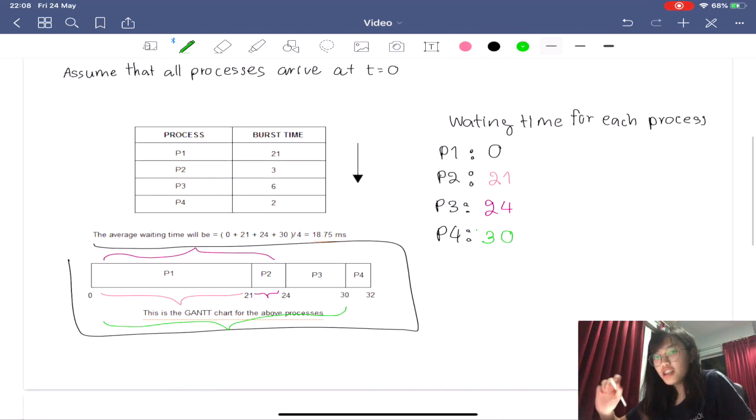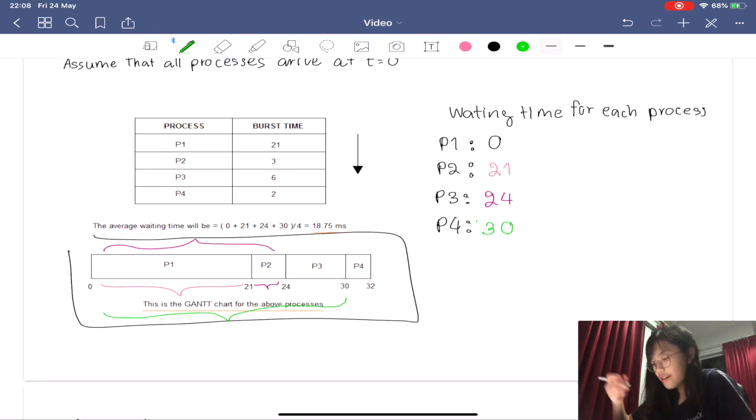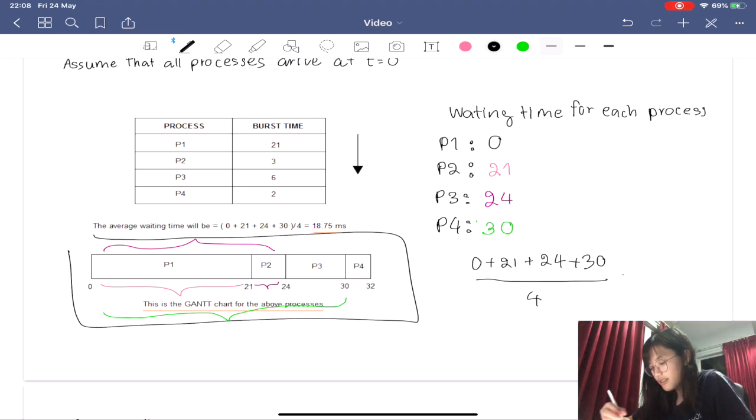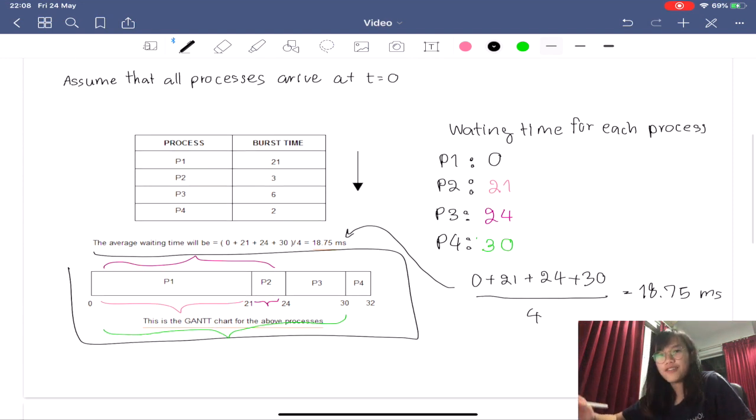And to calculate the average waiting time, we add them together and then divide by the number of processes, which is 4. And we get, I don't have a calculator, so I will copy the value because it's the same. That's it. This is the first example.